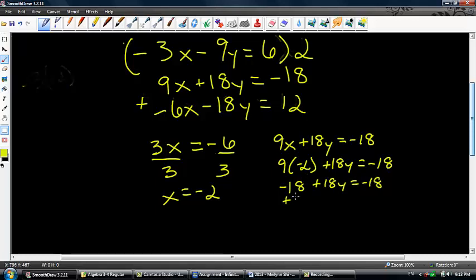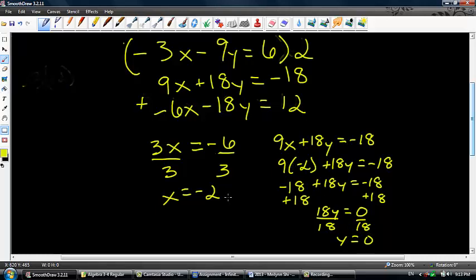We've got to add 18 to both sides. We want to get the variable by itself. And negative 18 plus 18, of course, is 0. Divide both sides by 18 to get y by itself. So y, in this case, equals 0.